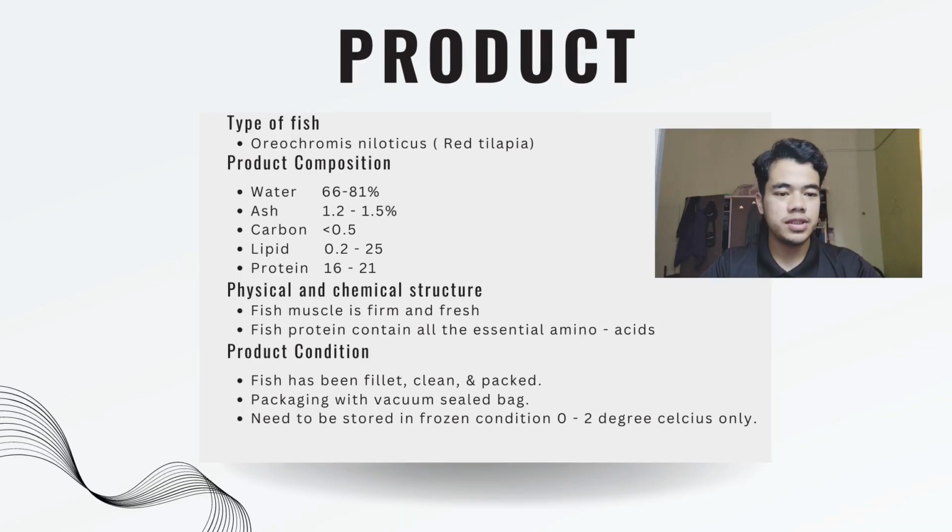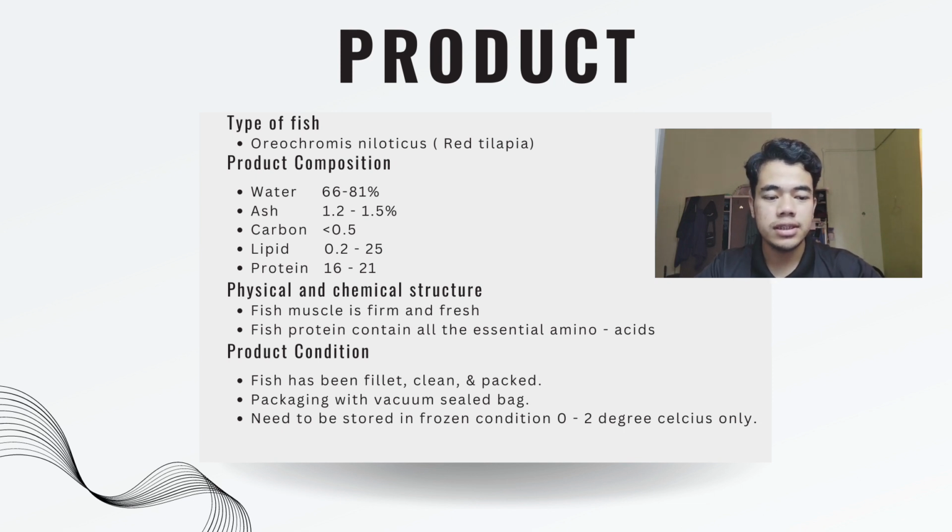Okay, for the product description, first, the type of fish is Oreochromis niloticus, or the common name is red tilapia. Second, the product composition is: water, 66 until 81%; ash, 1.2 until 1.5%; carbohydrate, below 0.5; lipid, 0.2 until 25%; and protein, 18 until 21%.